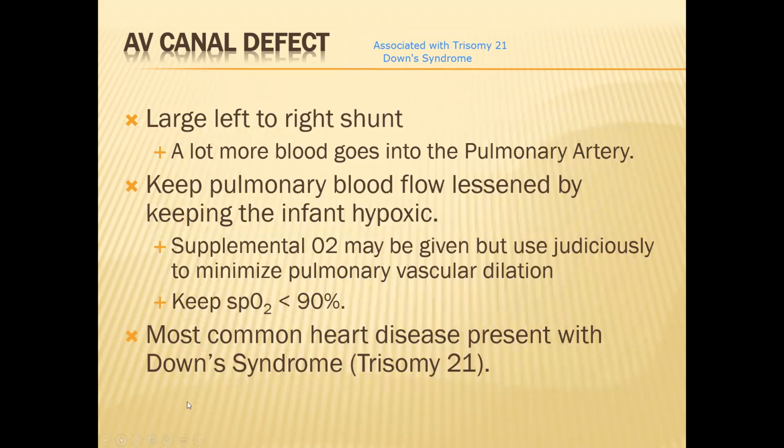So here it says, it starts off as a large left to right shunt. A lot more blood goes into the pulmonary artery. So based on what you know about pulmonary circulation, can you understand why that would happen? If you've got the aorta available, you've got the pulmonary artery available, why would the blood want to go into the pulmonary artery? Yeah. Excellent. There's a lot less resistance in the pulmonary vessels.